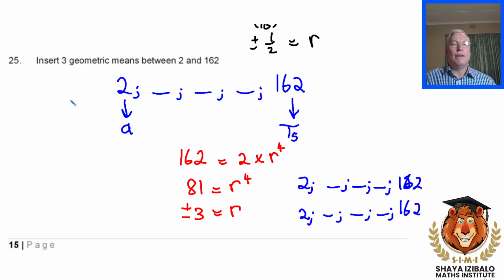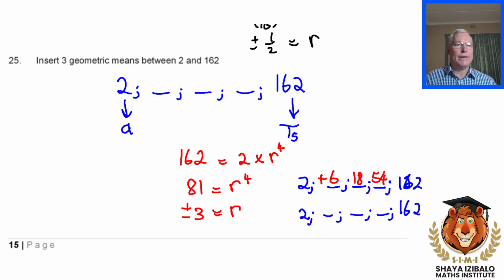And let's see. If r is 3, let's do the red solution. If r is 3, then these terms will be negative 6, sorry, it will not be negative 6, it will be positive 6. Positive 6 times 3, 18. 18 times 3 is 54. And 54 times 3, you can check it on a calculator if you need to, 162.